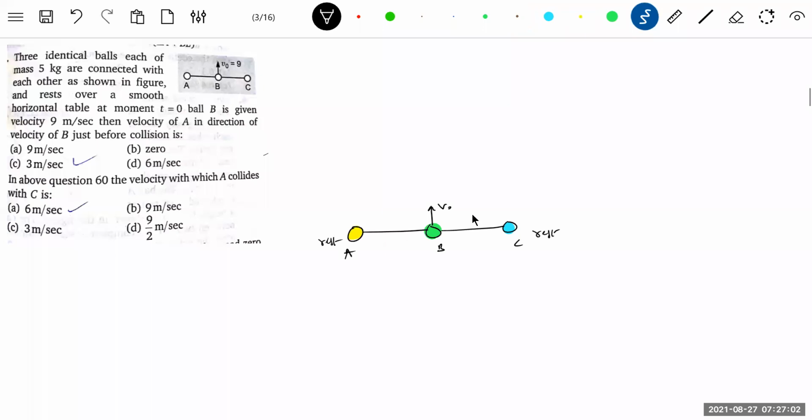And these are the strings. They are just taut, you can say. So where is the string now? Okay, the string. Now he's asking to find the velocity of A in the direction of velocity of B just before collision. What actually happens here? After some time, what do we see? We see a situation there at rest.